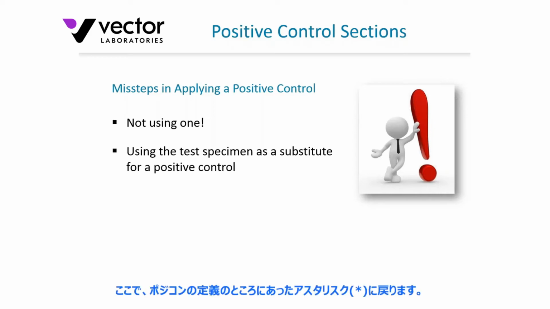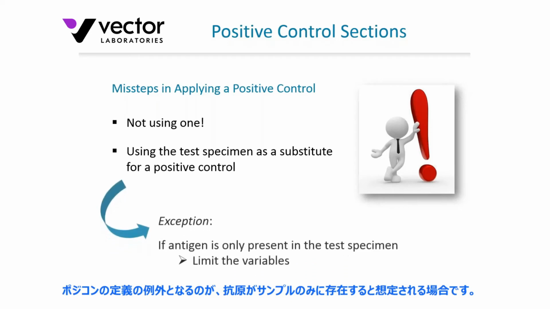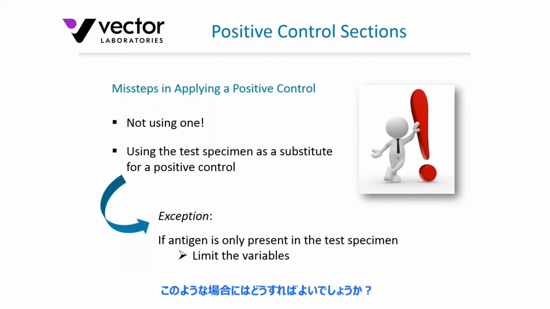Now, if you remember the little asterisk I had in the definition in one of the first slides I showed, about a known section or to express moderate to high levels of target antigen, the exception here, where we're revisiting this asterisk, would be if the antigen is only present or assumed to be present in that test specimen. And in that case, you're thinking, gee, what do I do here?